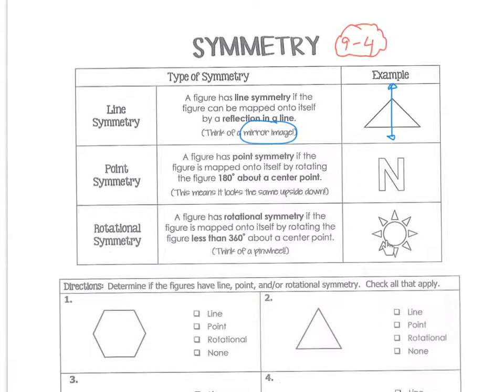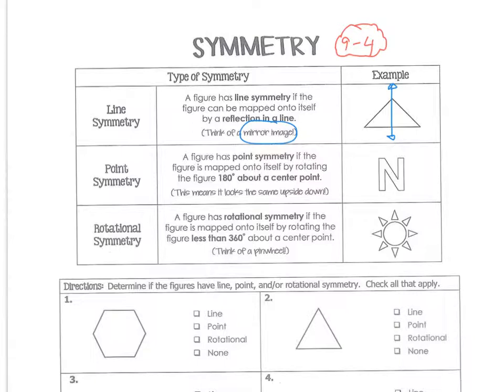On this one, couldn't I put a line through here diagonally, or here diagonally? I could put a line through any of these rays of the sun, if you will, and it will create a line of symmetry on this sun. Wouldn't you all agree? So this sun itself has line symmetry. A figure can have more than one type of symmetry.